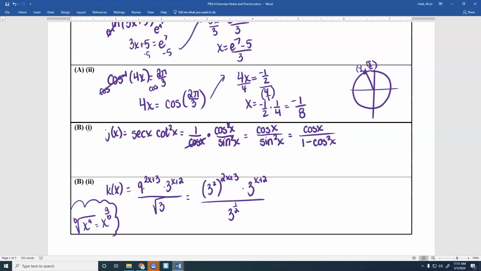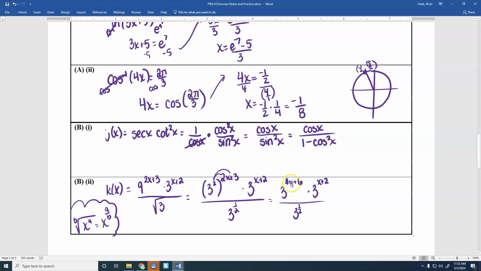So now we need to keep combining though, because I need to have just a single 3 raised to a power. So when I have a power raised to a power, the square raised to a 2x plus 3, what can I do with those exponents? Multiply. So it's like that 2 gets distributed. So that's going to give you 3 to the 4x plus 6 times 3 to the x plus 2 over 3 to the 1/2.